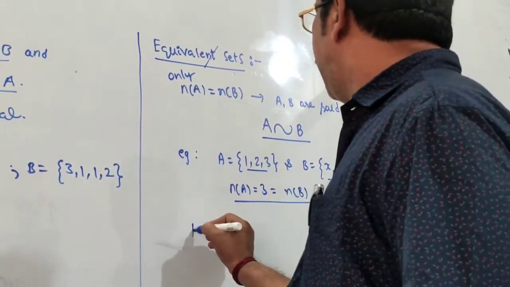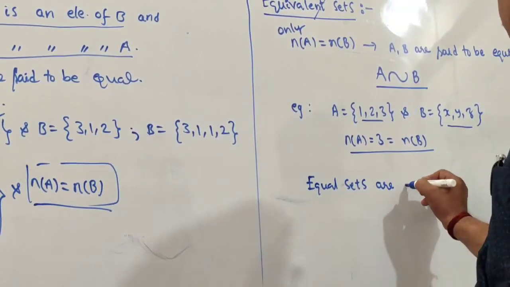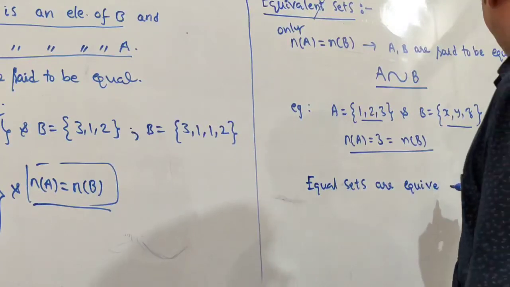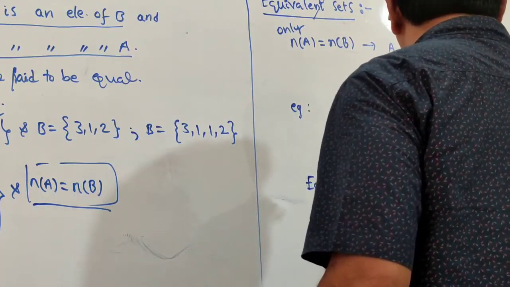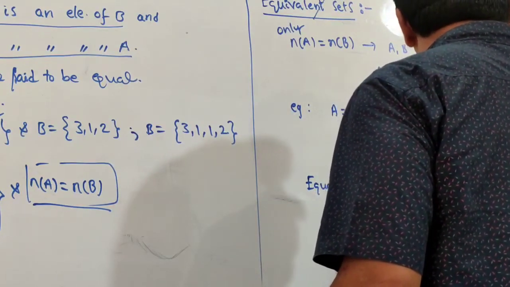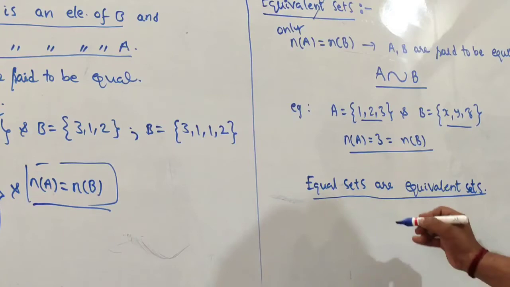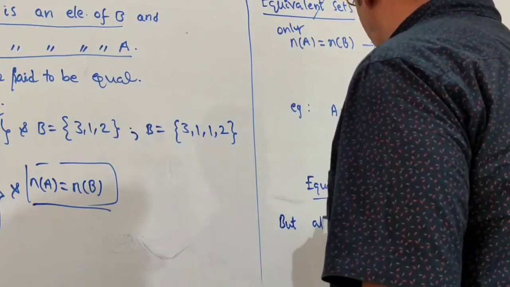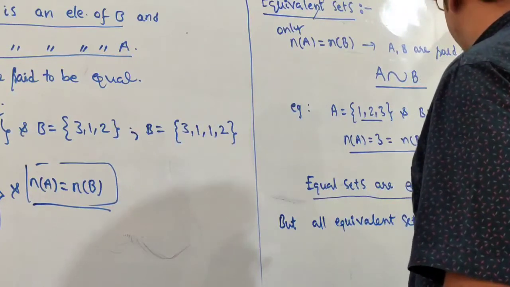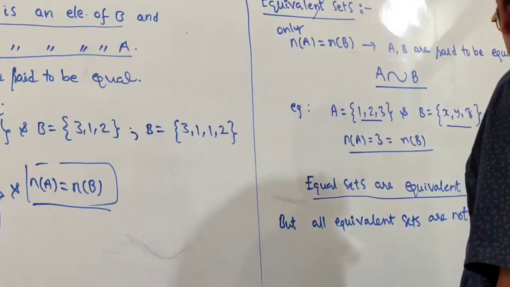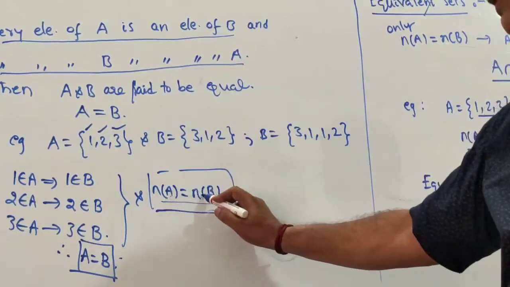Remember, all equal sets are equivalent sets, but all equivalent sets are not equal, because in the equality of two sets this condition is satisfied: n of A equal to n of B.